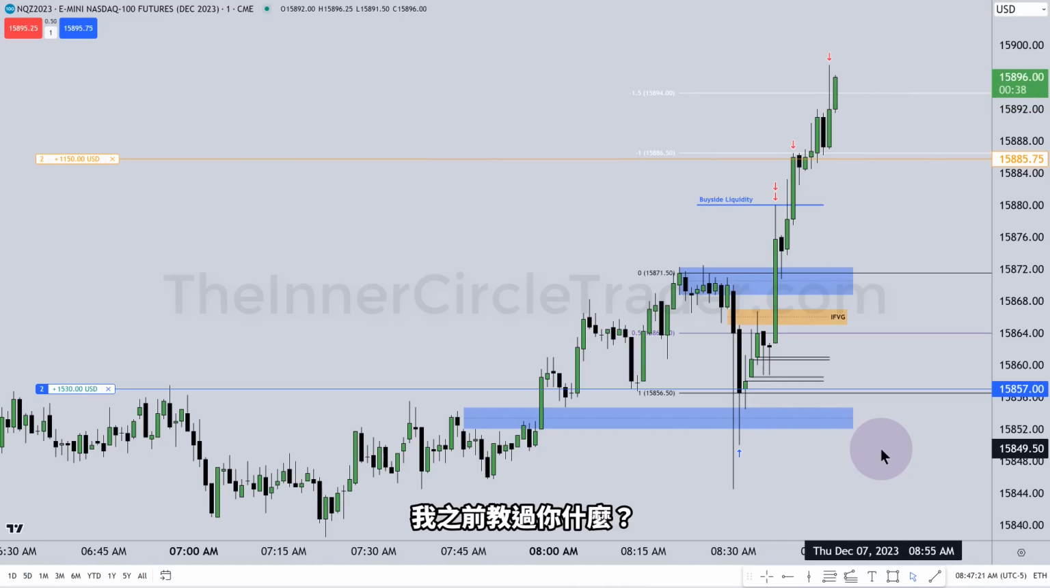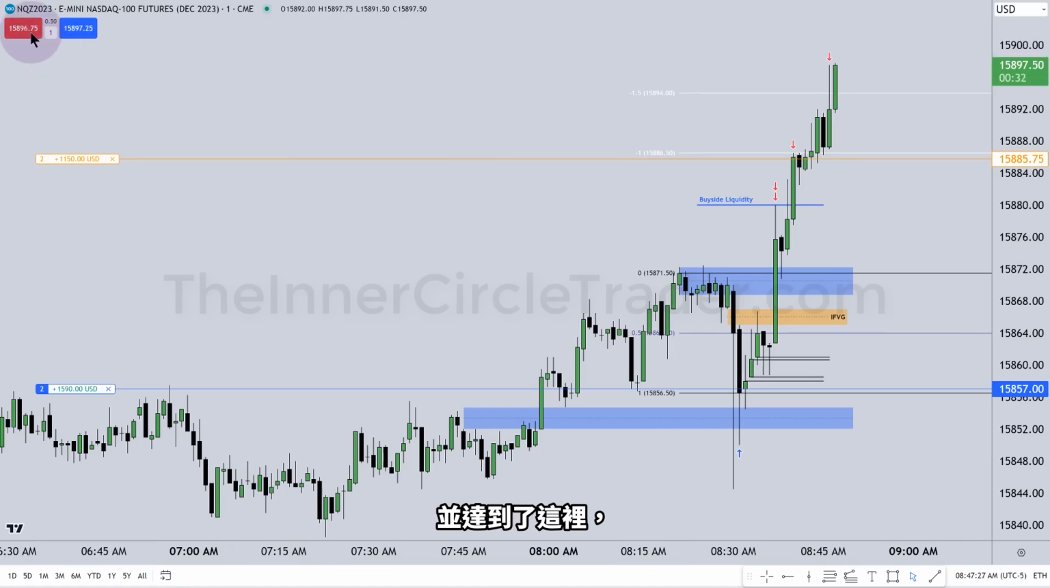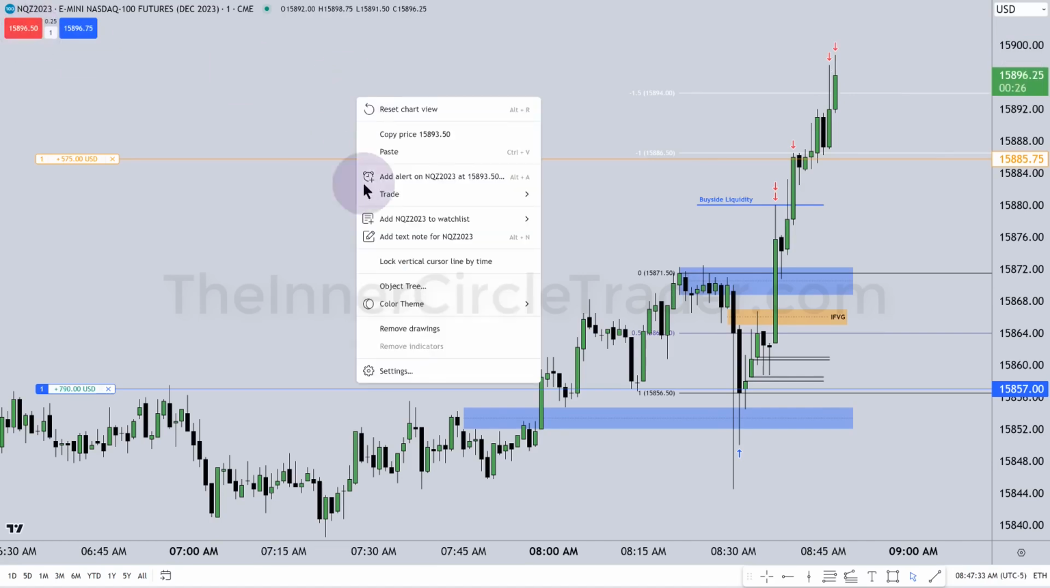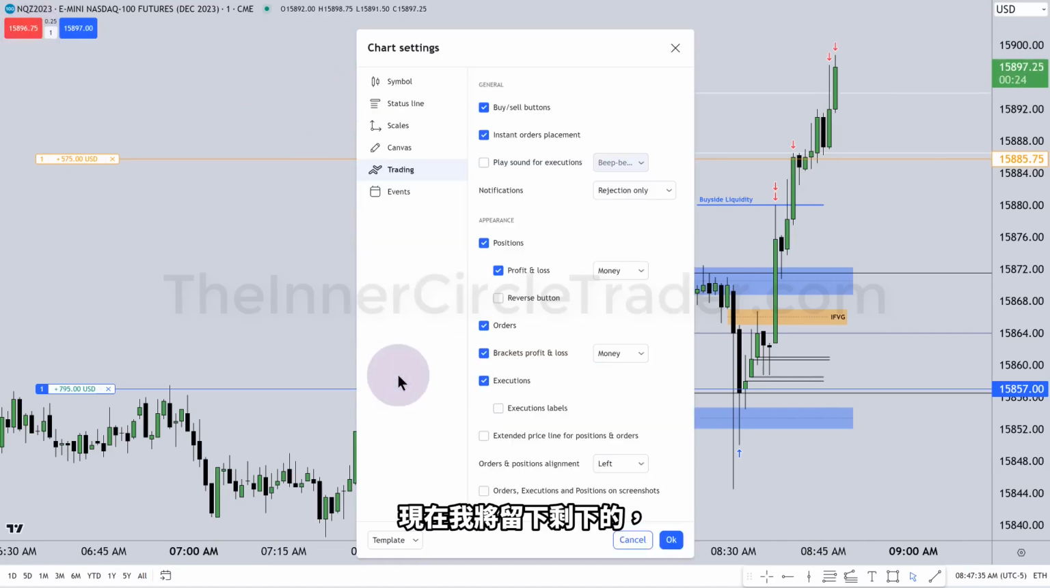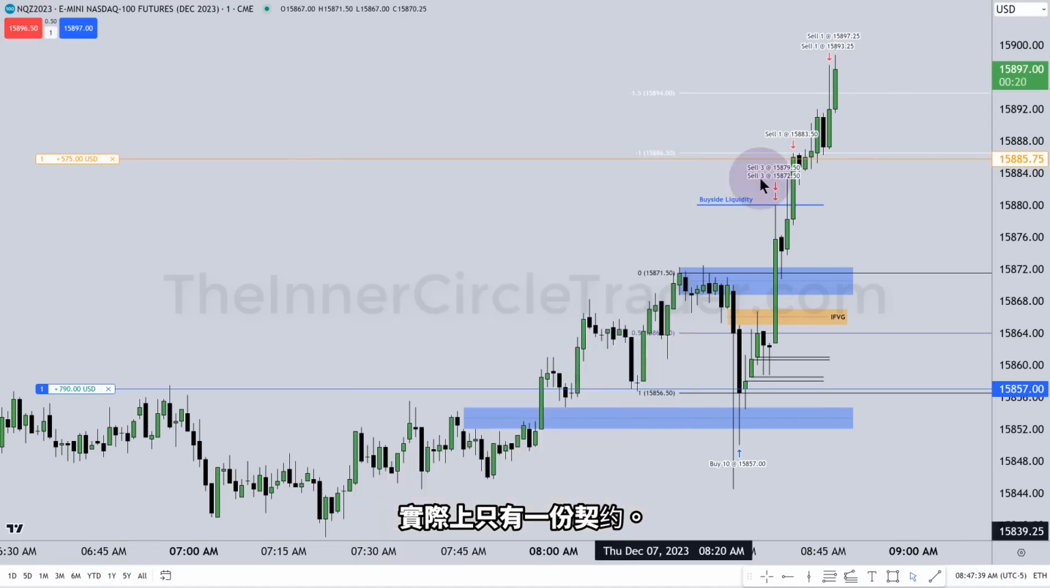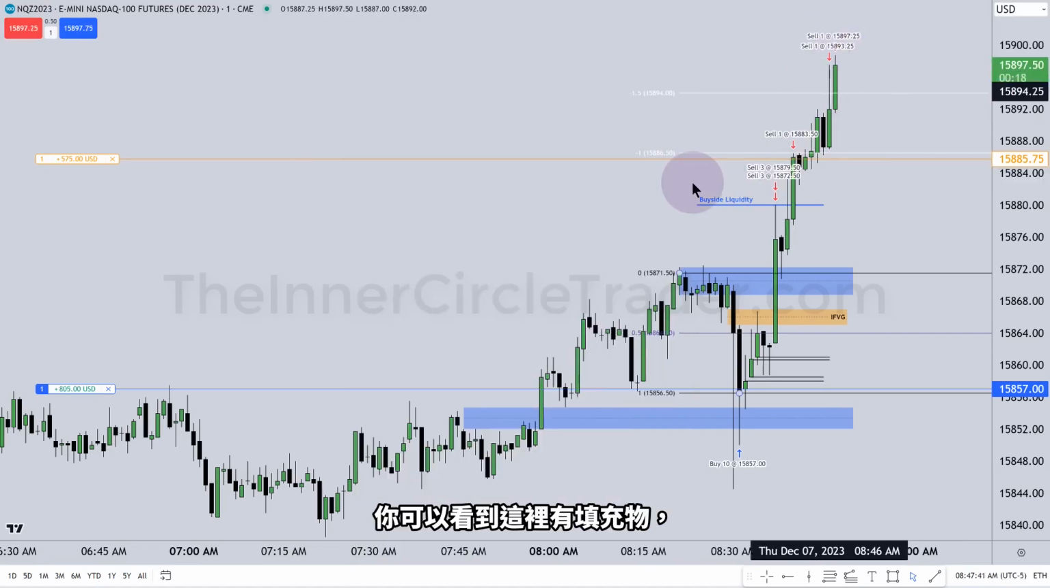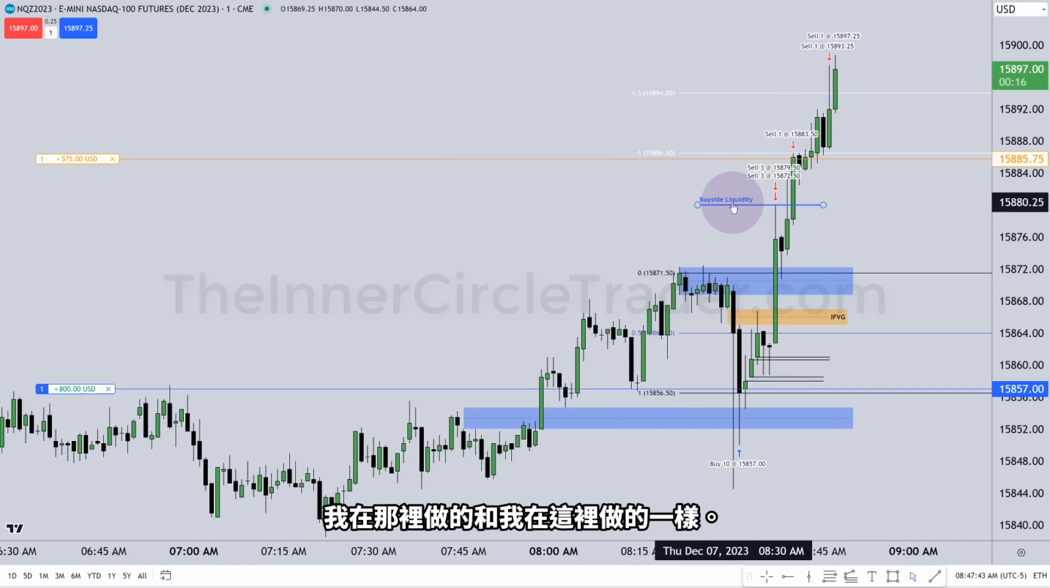And if you're demanding such a degree of precision, what did I teach you earlier? If it's breaking highs and reaching here, I'm going to take one off there, and I'll add that so you can see it. Now I'll leave the rest, which is really only one contract. You can see the fills here, okay? And what I've done there is the same thing I did here.